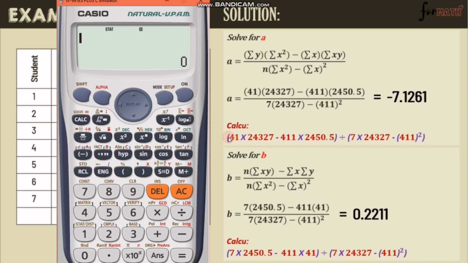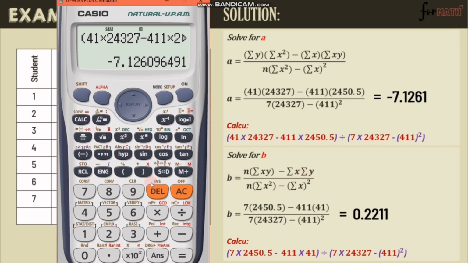So, para sa letter A, meron tayong 41 times 24327 minus 411 times 2450.5 close, divide, open, 7 times 24327 minus 411 squared. Okay, equals. Ayan, so match naman siya dun sa ating shortcut sa calcu.